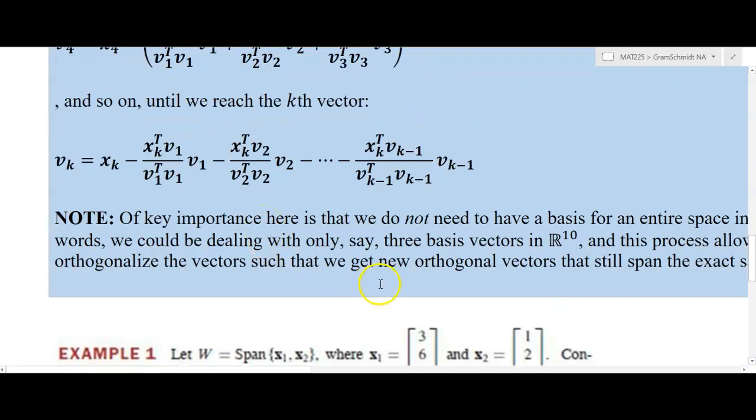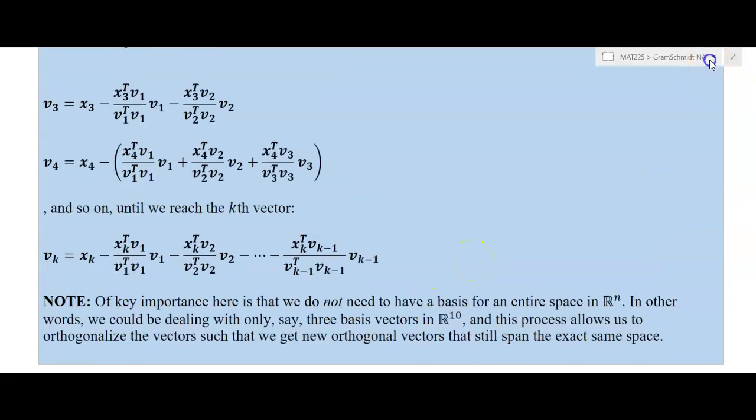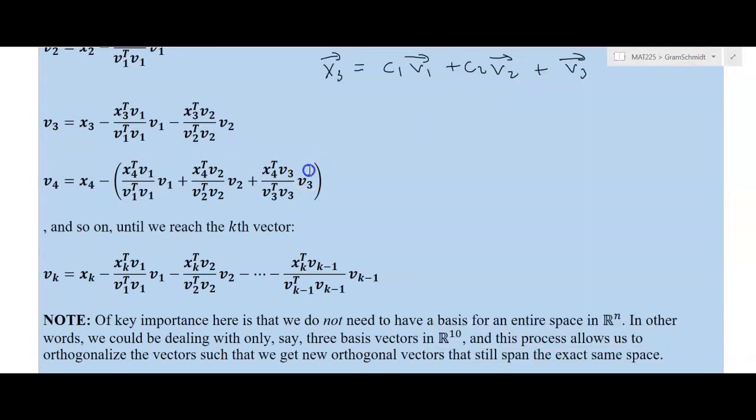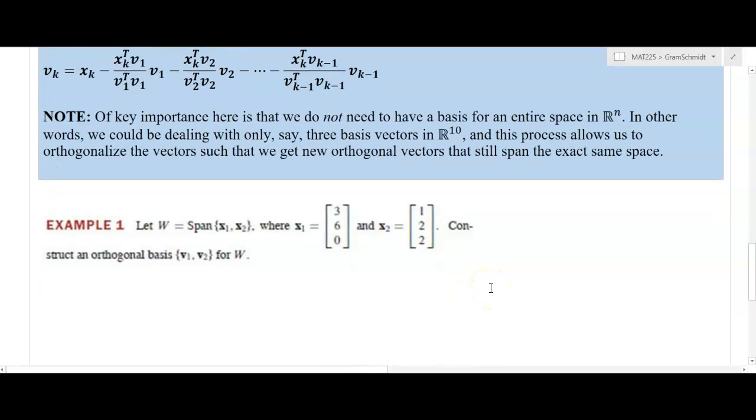Of key importance here is that we do not need to have a basis for the entire space that we are in. So, for instance, if we're in 10 dimensions, then we don't have to have 10 vectors per se. We could only span some part of 10 dimensions. We could be dealing with only, say, 3 basis vectors in R10, so maybe we can only go in 3 different directions, but we can still orthogonalize those 3 vectors.